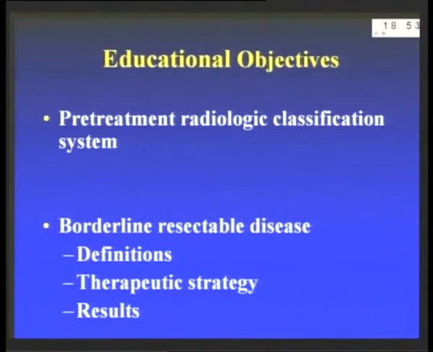What I'd like to do in the context of 20 minutes or so is to look at the pretreatment radiologic classification system that we and others use, and use that as a springboard or a jumping off point to look at what we define as borderline resectable disease, because so much of this centers around the definitions and in particular the interpretation of the CT scans.